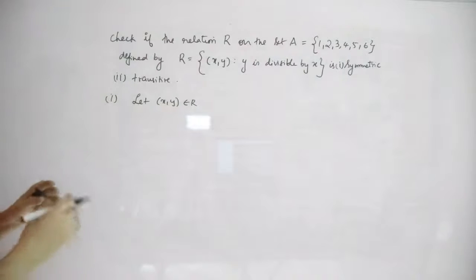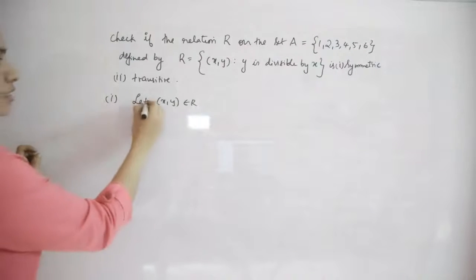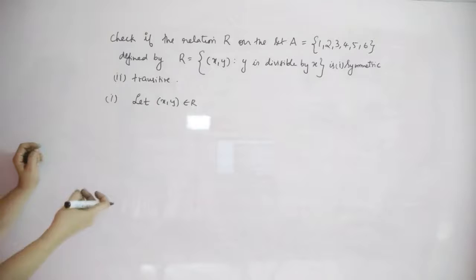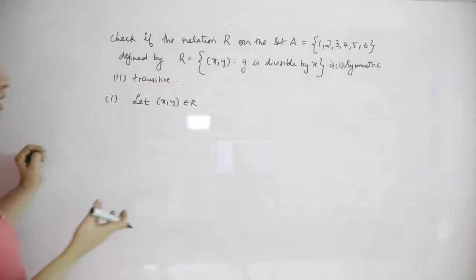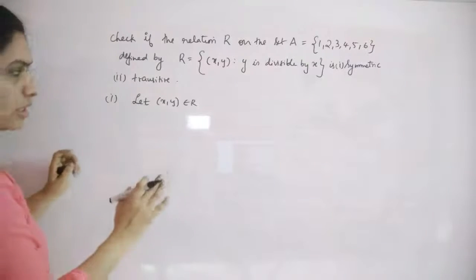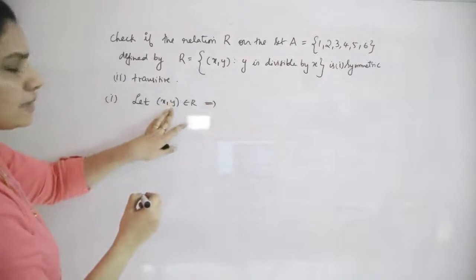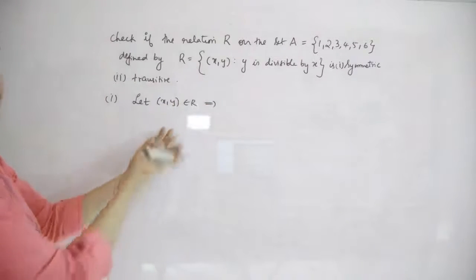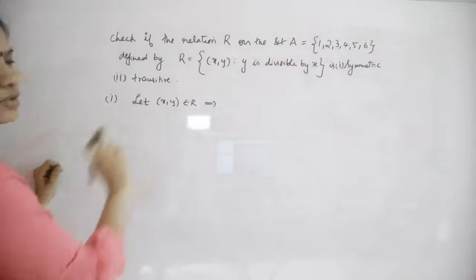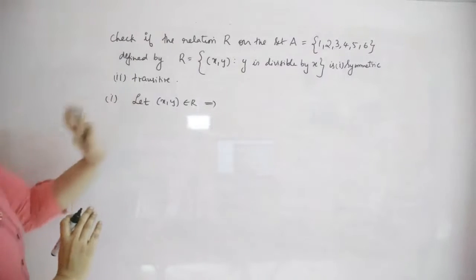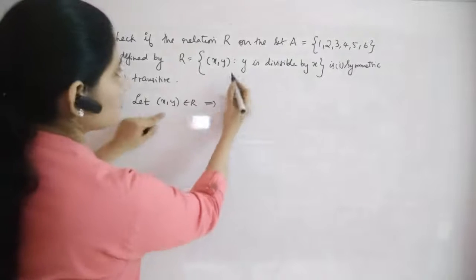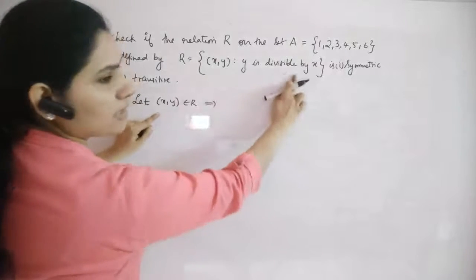Now if you are disproving anything, that means you are saying that it is not correct, for that an example is enough, I have already told you. And in order to prove, an example is not enough. Okay, so let (x, y) belongs to R mean what? We are taking an element and we have to just see whether its opposite, that is (y, x), belongs to R or not. That is the symmetricity, right? So (x, y) belongs to R means what? It will have this condition.